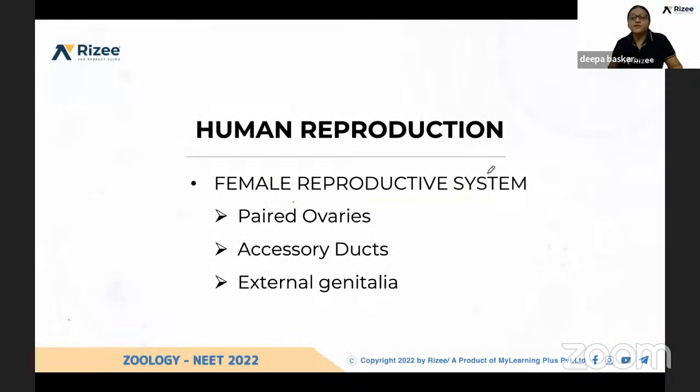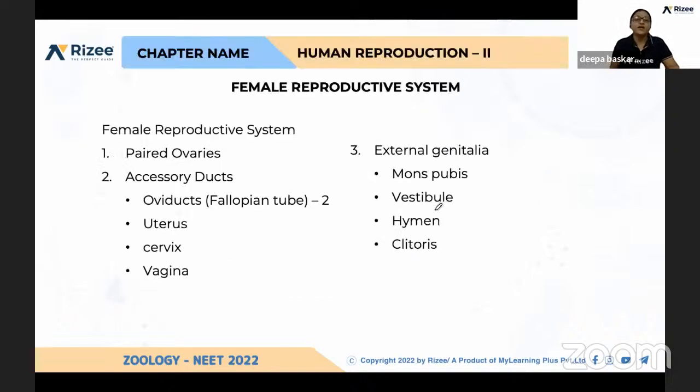So in the female reproductive system, as males have primary and secondary ducts and glands, here also the female reproductive system consists of paired ovaries and accessory ducts along with external genitalia. So a pair of ovaries along with accessory ducts and external genitalia makes up the female reproductive system. Let us see one by one.